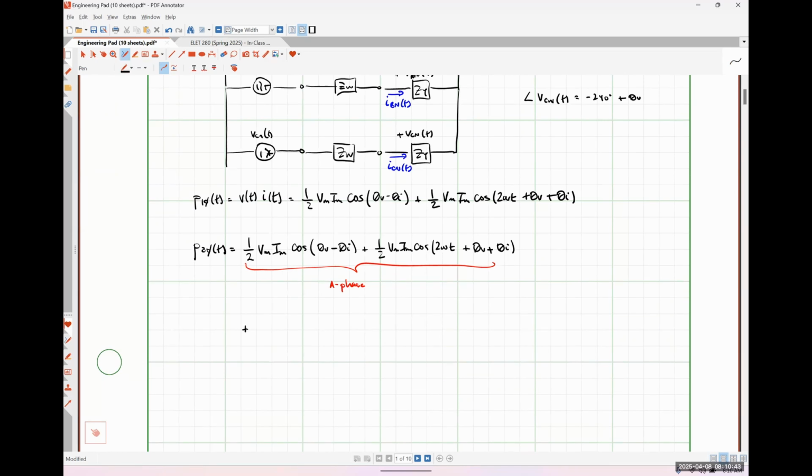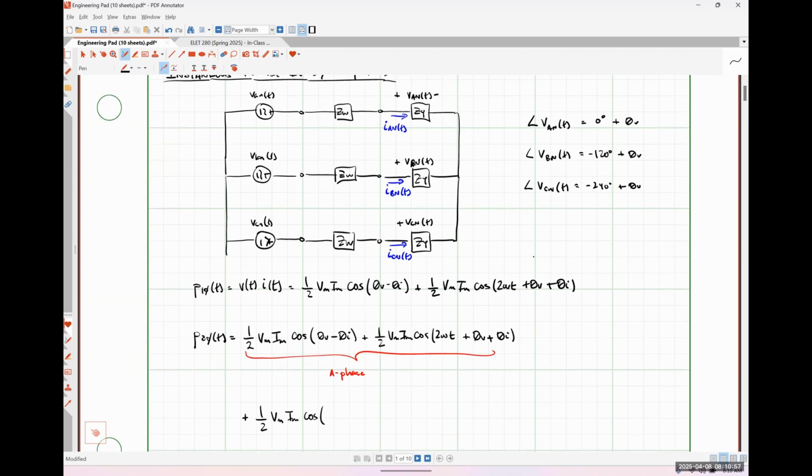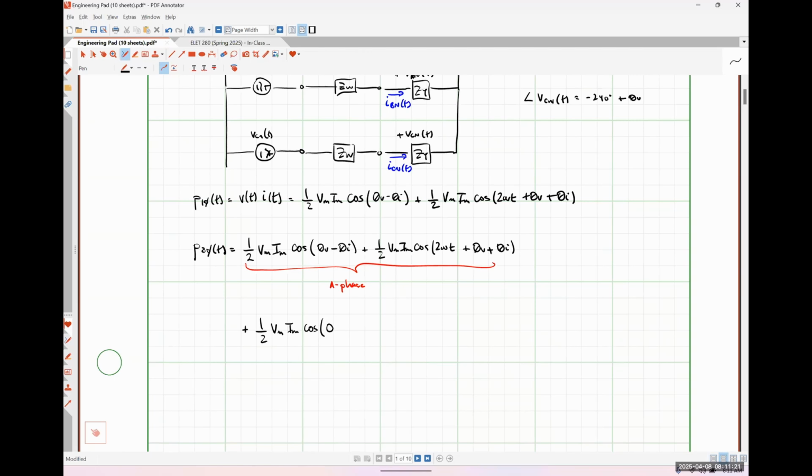Now down here below, I'm going to have plus, and so we're going to do the B phase, and this is going to look incredibly similar. So we're going to have 1/2 Vm Im cosine. So now I'm dealing with theta v minus 120 degrees minus theta I minus 120 degrees. So effectively what I'm going to see is that that minus 120 degrees minus negative 120 degrees cancel each other out. And I'm going to be left with, once again, a factor of theta v minus theta I.